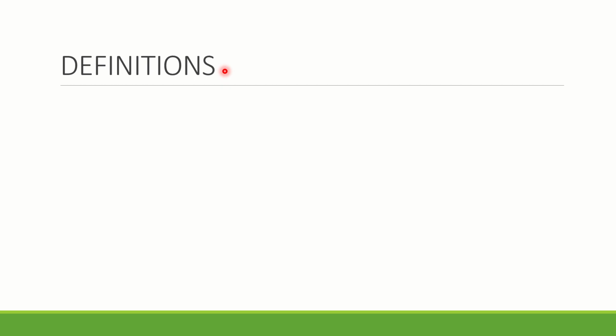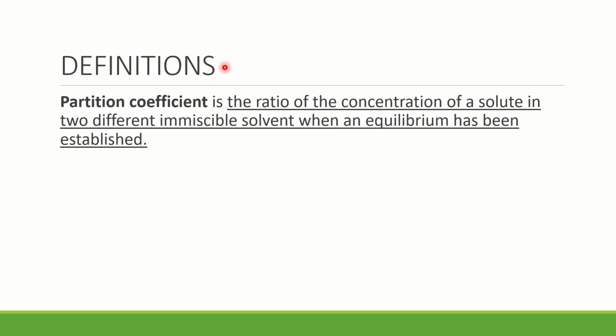First, let's take a look at the definition. Partition coefficient is the ratio of the concentrations of solute in two different immiscible solvents when an equilibrium has been established. So what does this sentence mean? Let's take a look at an example.